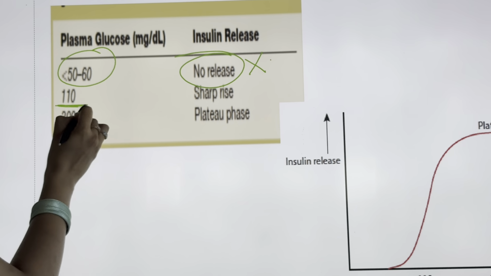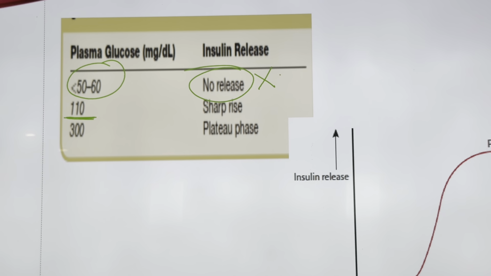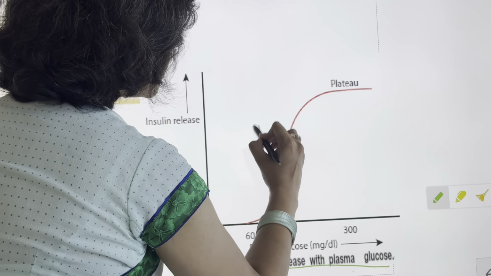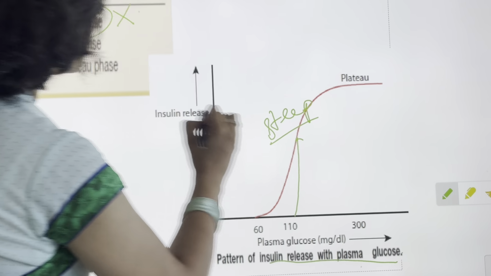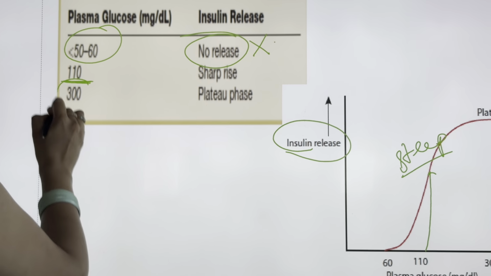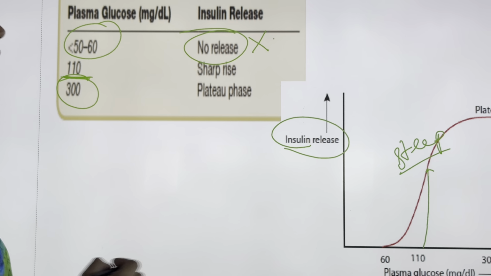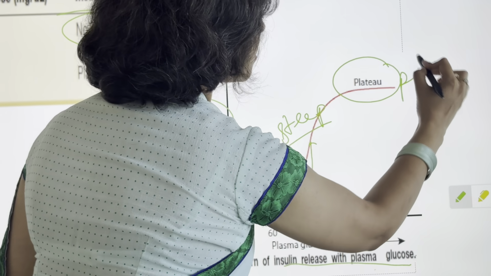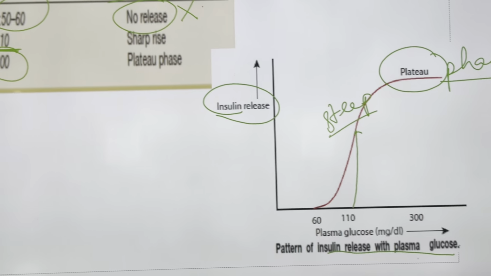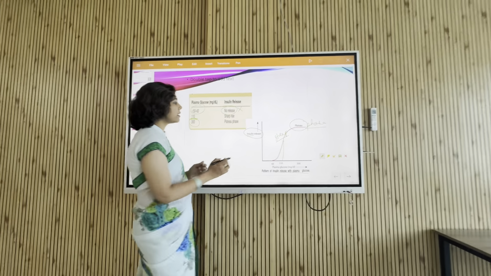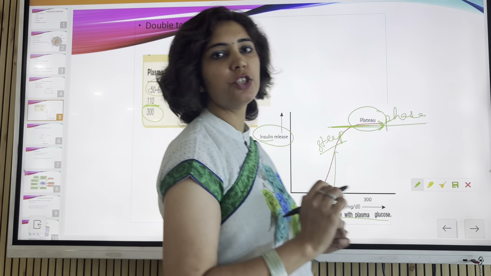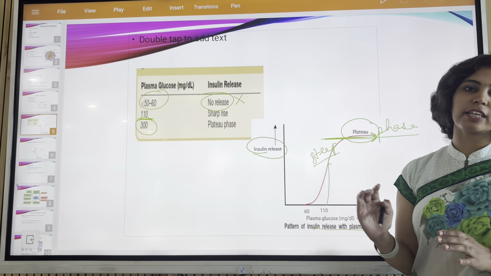Now when the glucose level reaches around 110 milligram per deciliter, as you can see from this graph also, there is a steep rise in the secretion of insulin. There is a sharp rise. But once it reaches around 300 milligram per deciliter, you can see a plateau phase. That means with further rise in the plasma glucose level, there is no increase in the release of insulin. A phase of saturation has been achieved and there is no further secretion of insulin.